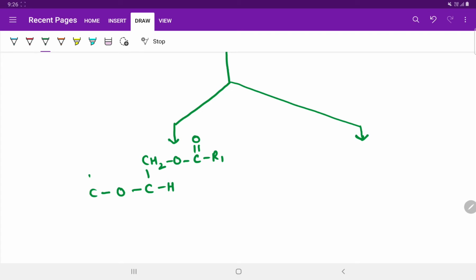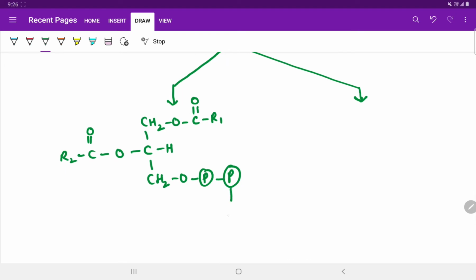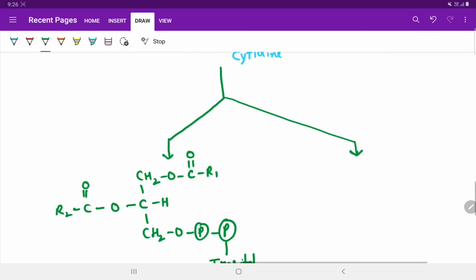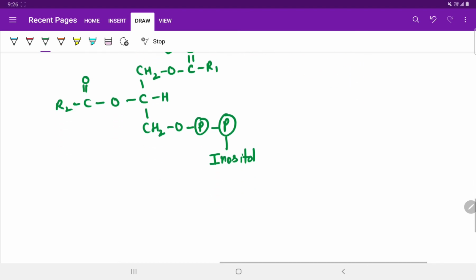The structures are quite easy, but they require practice. So don't miss that particular thing. Practice it at least twice. And to this phosphate group, one inositol will be attached, and this product is known as phosphatidyl inositol.